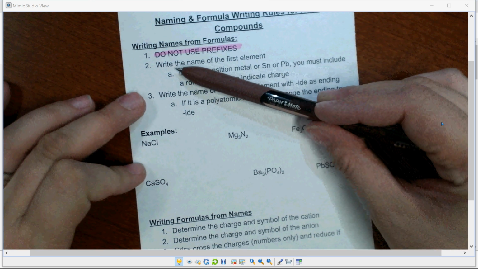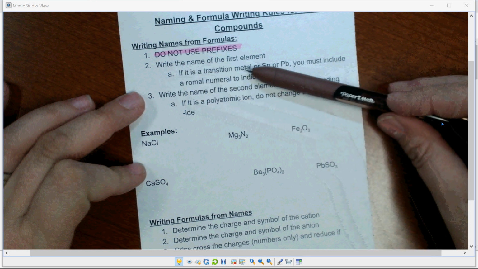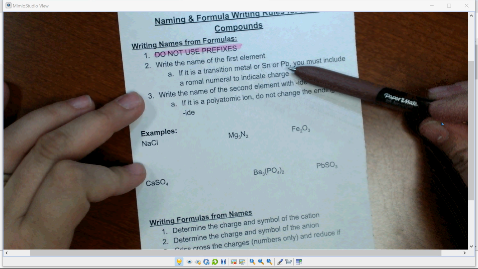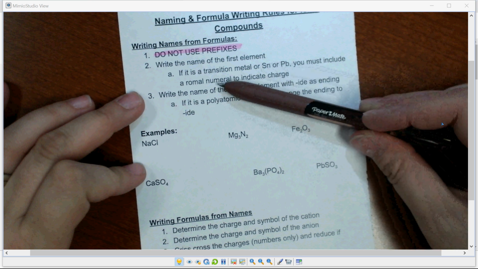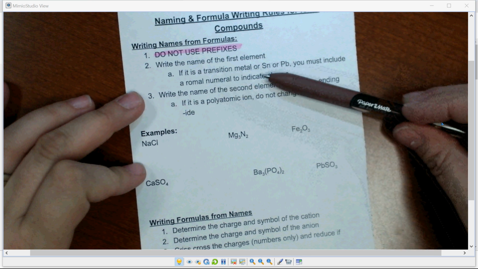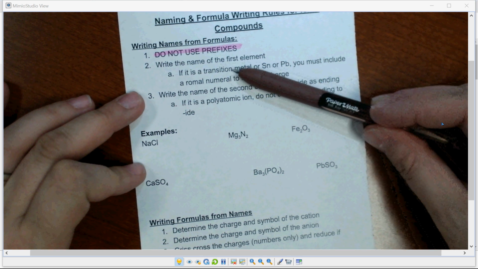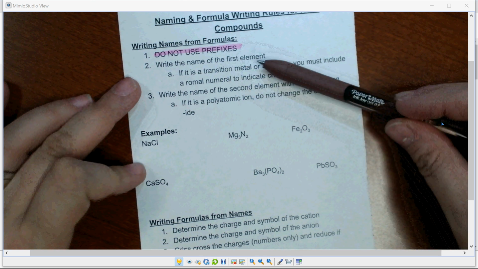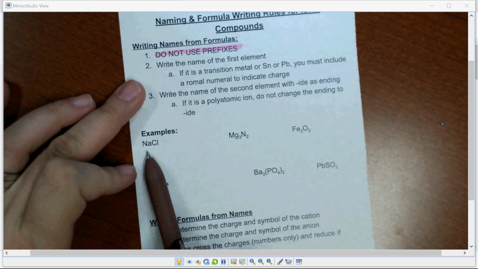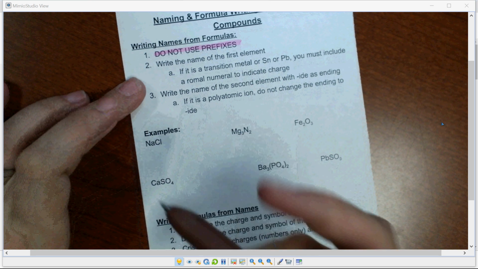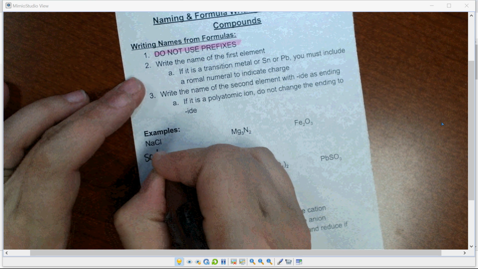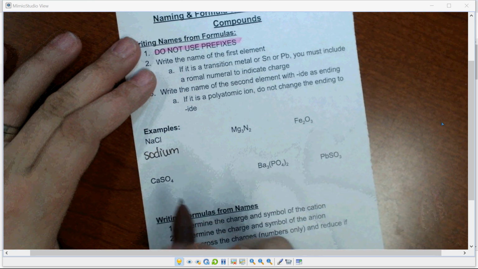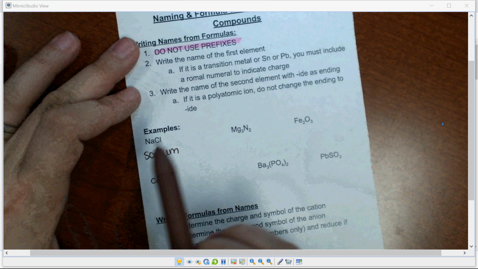So the very first thing you have to do is you write the name of the first element. If it's a transition metal, if it's tin or lead, then you have to include a Roman numeral. So we'll do some of those in a minute. If it doesn't fall into this category, then you just write the name of the first element, and that's it. So for this guy, the name of the first element is sodium. You don't have to change anything, no prefixes. You just write down the first element.